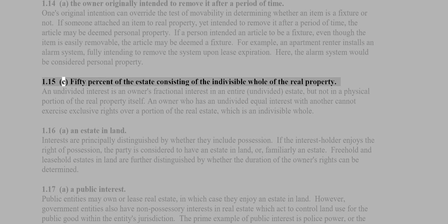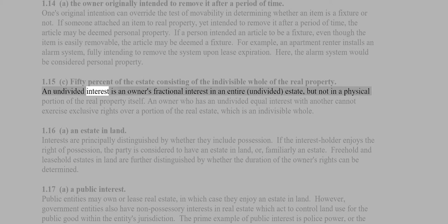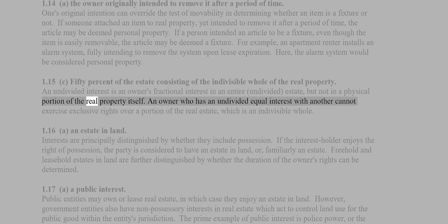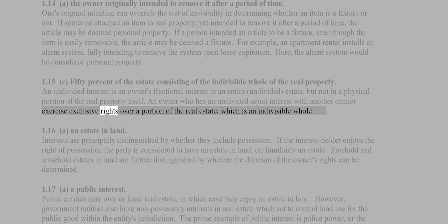1.15 C. 50% of the estate consisting of the indivisible whole of the real property. An undivided interest is an owner's fractional interest in an entire, undivided estate, but not in a physical portion of the real property itself. An owner who has an undivided equal interest with another cannot exercise exclusive rights over a portion of the real estate, which is an indivisible whole.